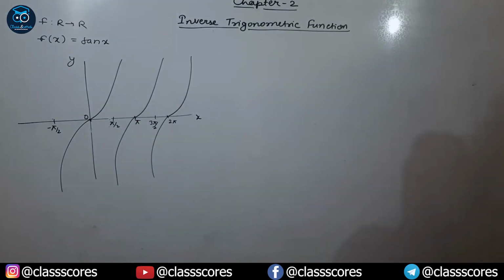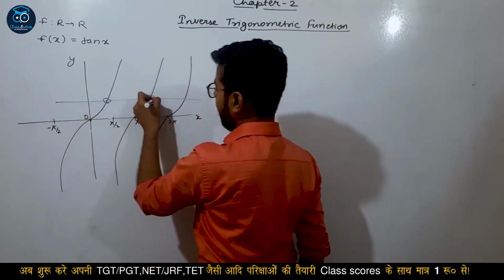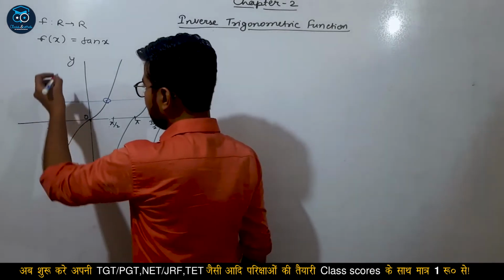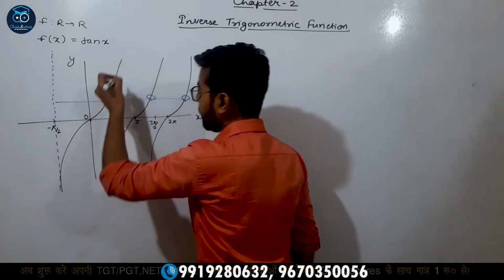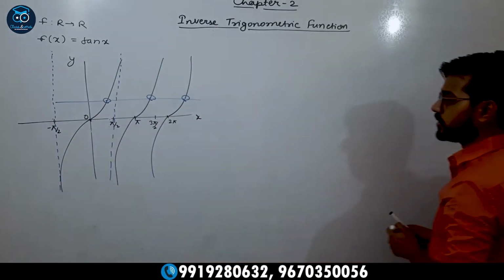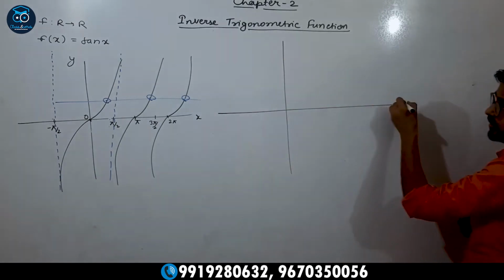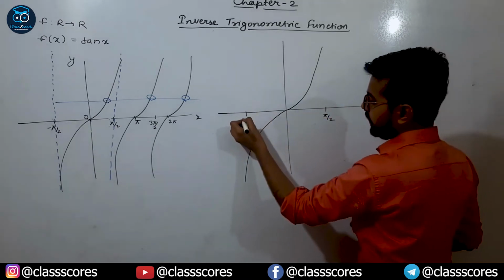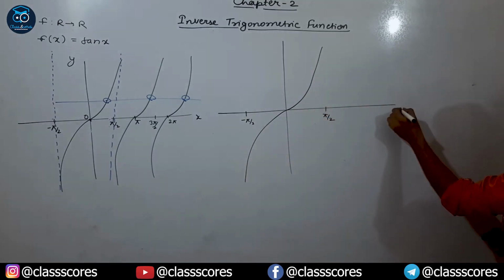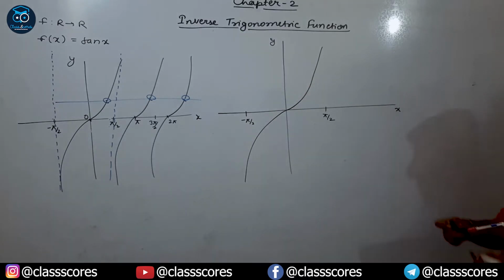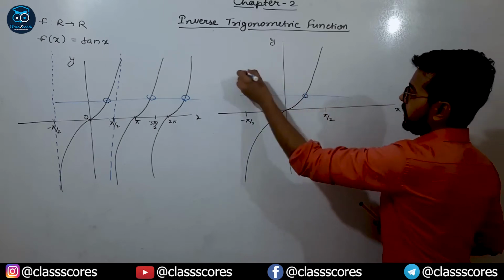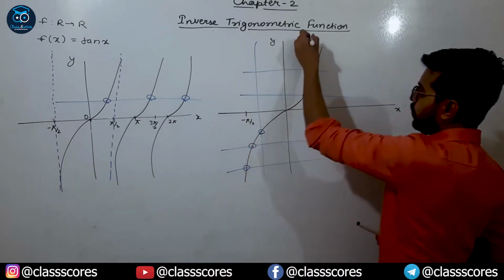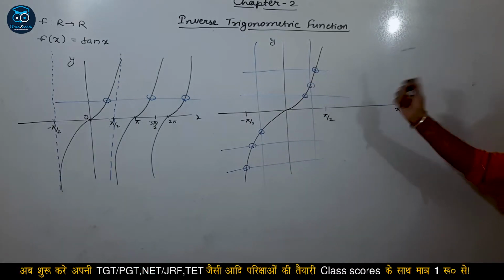Similarly, if we draw any line parallel to the x-axis, then it will cut at more than 1 point. Means the function is neither one-one nor onto. So what we can do, just simply crop one small region. If we plot it out separately, then it could look like this. This is pi by 2 and here it is minus pi by 2. It goes from minus infinity to plus infinity. So here, if we draw any line parallel to the x-axis, it will cut only at one point. If we draw any line parallel to the y-axis, it will cut only at one point. Means now this function is one-one as well as onto.